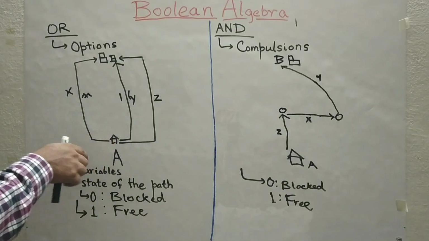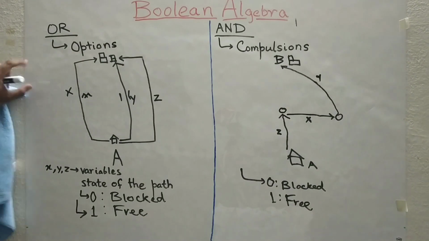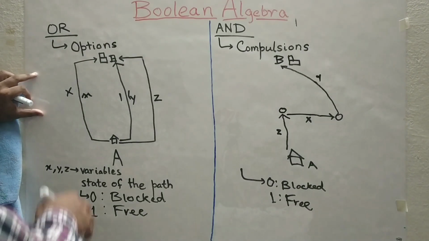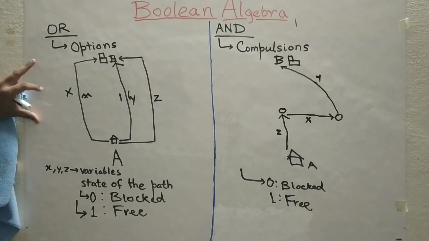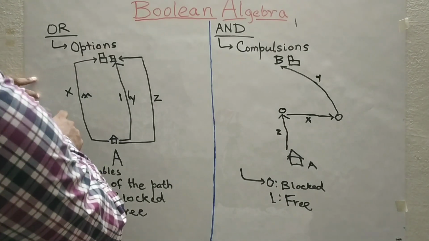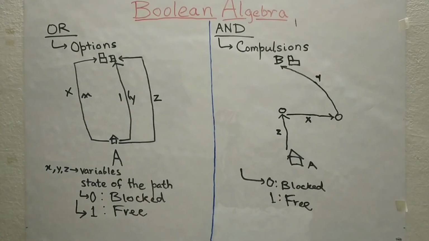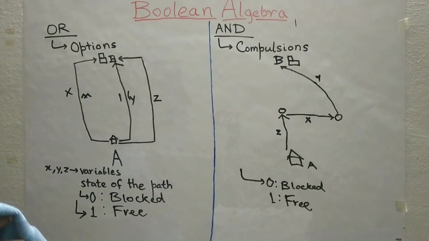Here also, this represents the OR gate. From A to B, if all the values are 0, meaning all the paths are blocked, then you cannot go from A to B. But if one of the paths is free, then the value is 1 and you can go from A to B. Clear so far? I think it should be clear.